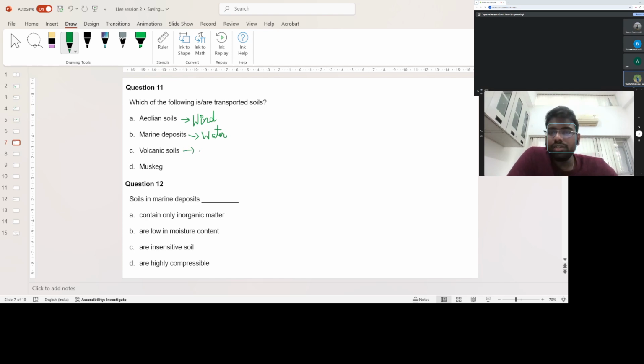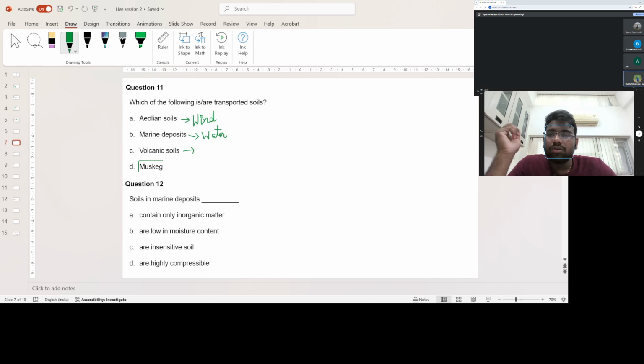And volcanic soils are also to an extent transported due to volcanic activity. So it comes under gravity, sir? Yes, it is partially under gravity as well as eruption. It is not that much transported, but to an extent it is transported. But the medium is gravity, predominantly, if it occurs.